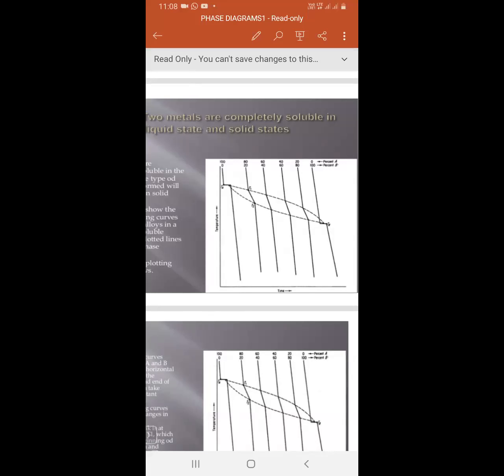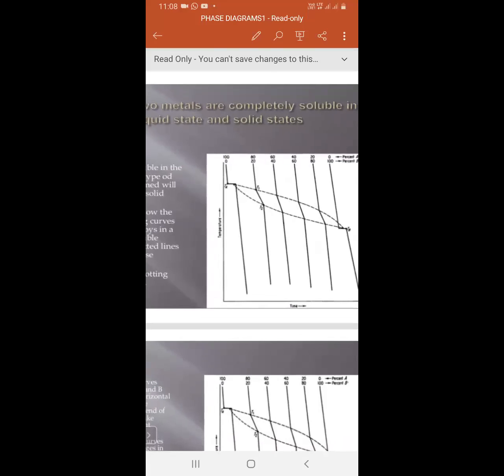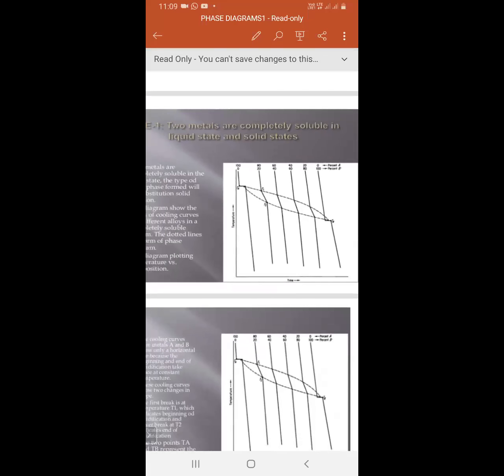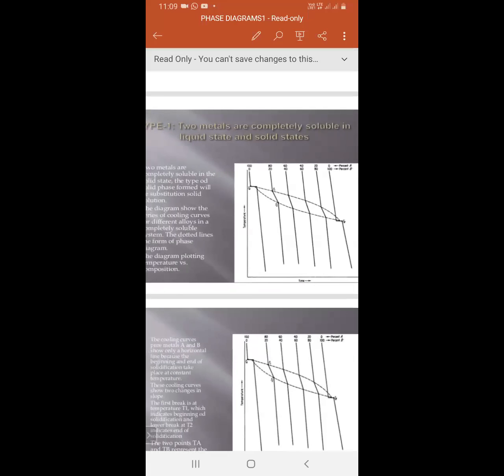Then it starts at a freezing point. Yes, freezing point is the constant temperature, Ta. Next one is T1, like this. Then when you join all the points, Tb, you will get the binary phase diagram. Okay, binary phase diagram. This is the construction of the phase diagram.